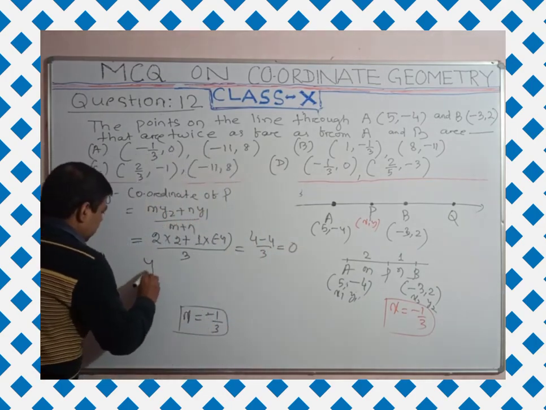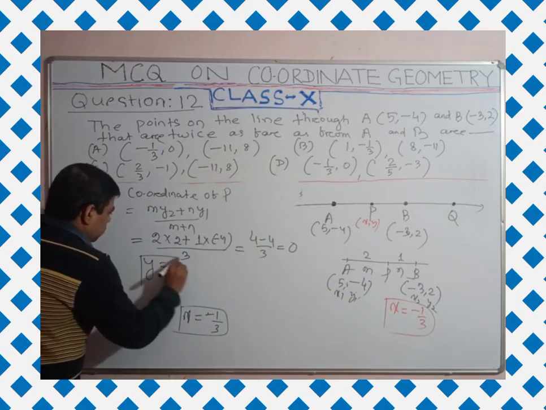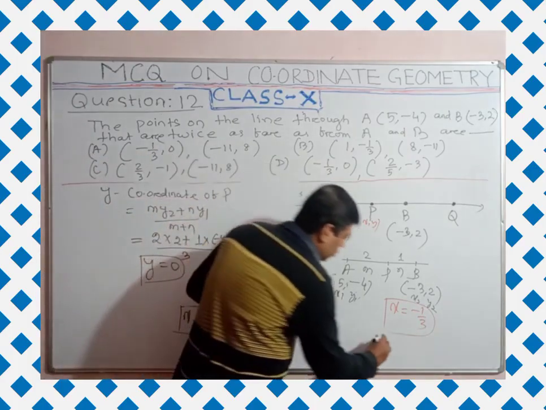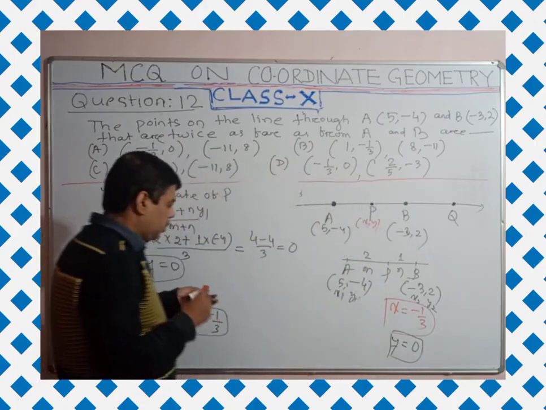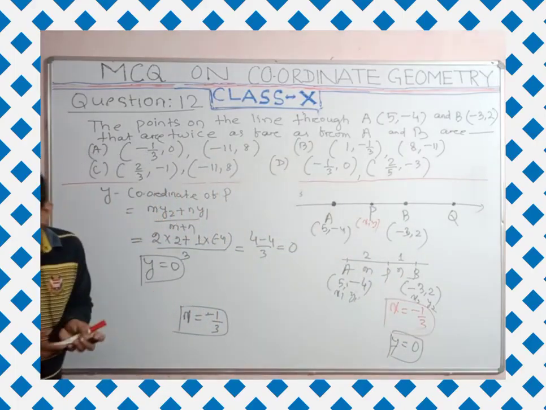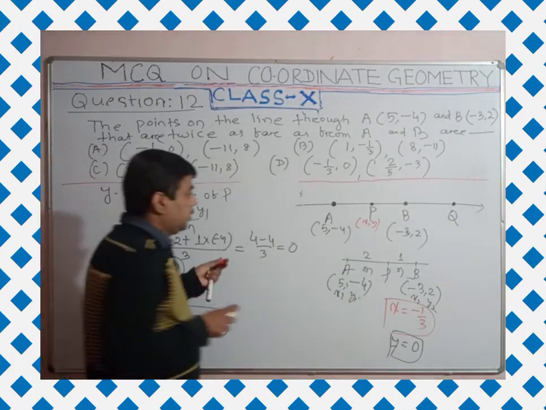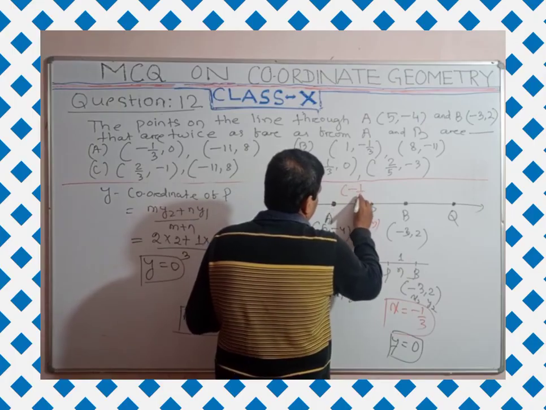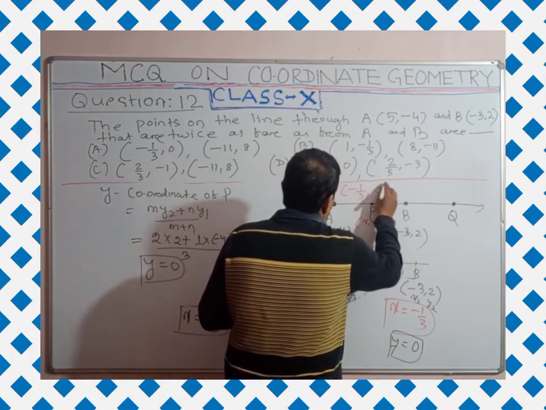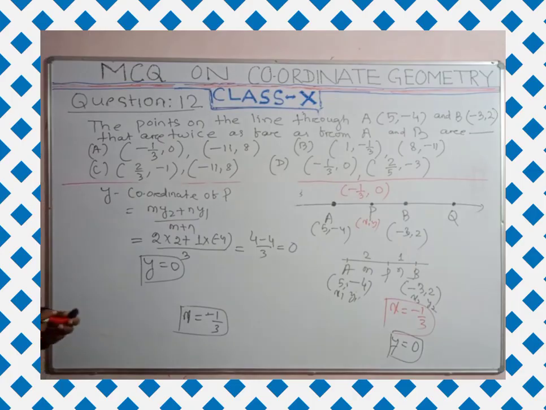So the y value is 0. So we got the coordinate of the point P. The x value is minus 1 upon 3 and the y value is 0. So we got the coordinate of the point P.